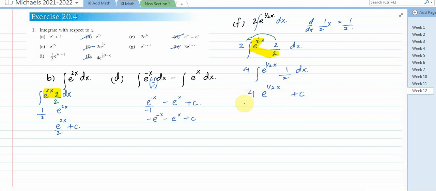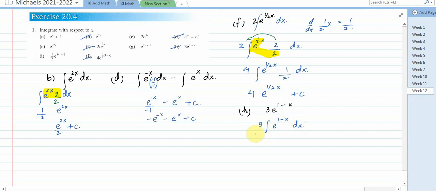Alright, after part F, it's part H here. It's 3e to the power 1 minus x. No need to write down any solution. I will give you time to write down all the questions in your lecture copy. So we need to integrate e to the power 1 minus x dx, right? The derivative of 1 minus x is minus 1, so we need to multiply e to the power 1 minus x with minus 1 and minus 1 dx, right?